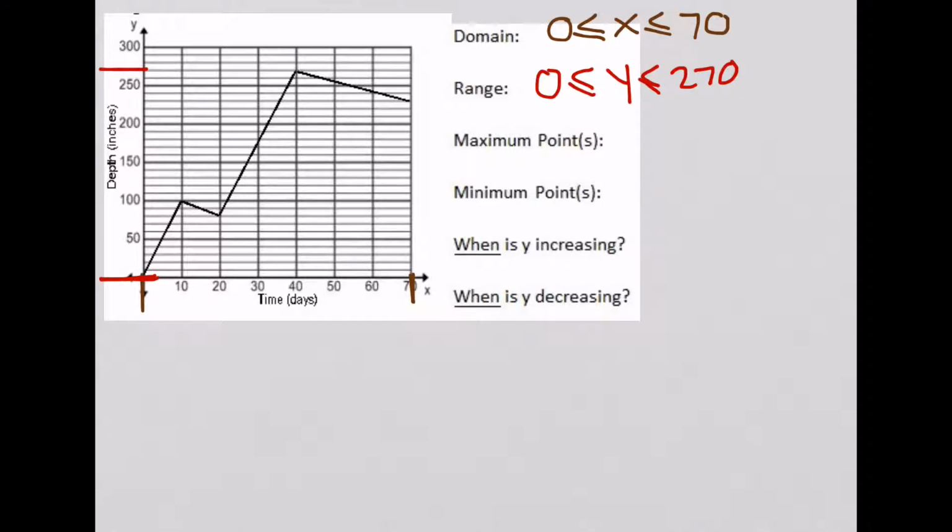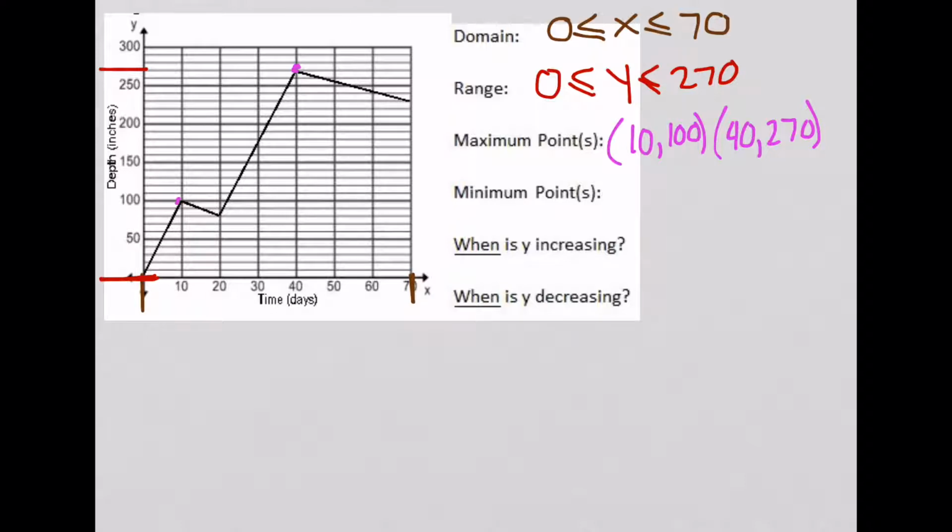Okay, what are the maximum points? Maximum points are when you're increasing on one side and decreasing on the other. Top of a mountain. So this graph has 2 maximum points. One of them can be found at (10, 100). And the other maximum point looks like it is (40, 270). Those are the maxes. If I forget in the future to say point on there, just remember, when I ask for the max, that's a point. It's the highest point around.